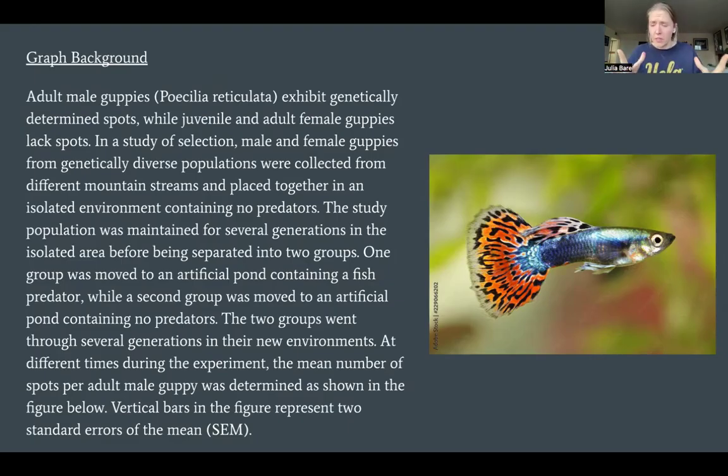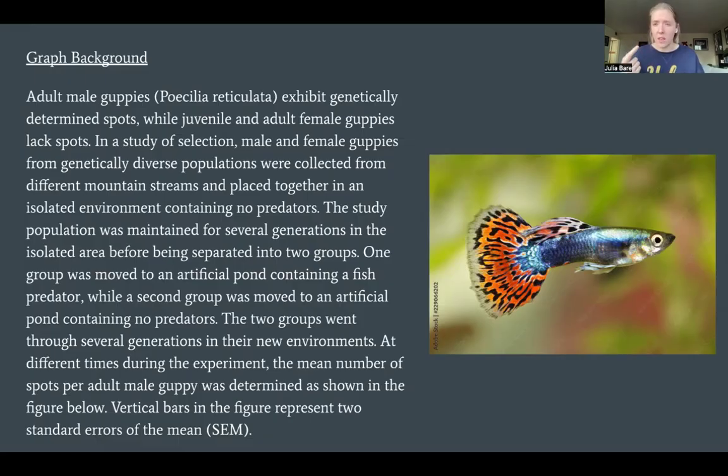So this is a lot of background information. I'm just going to summarize what's going on here. Adult male guppies exhibit genetically determined spots, while juvenile and adult female guppies lack spots. Male and female guppies in this experiment were from genetically diverse populations, and they were collected from different streams and placed together in an isolated environment containing no predators.